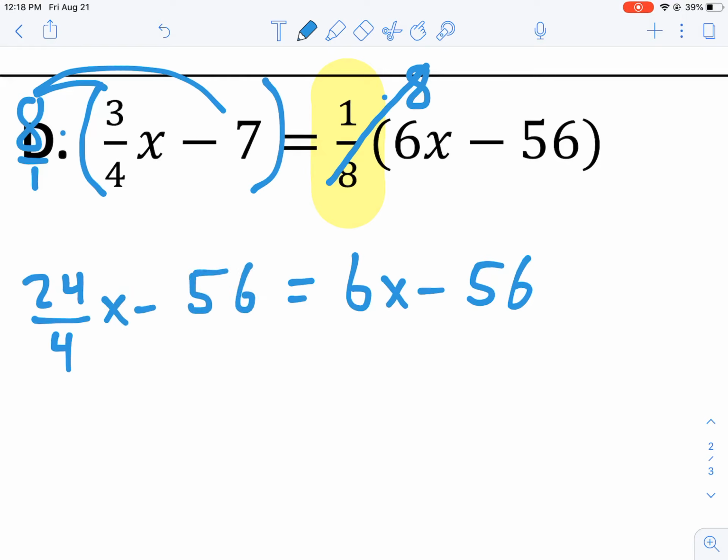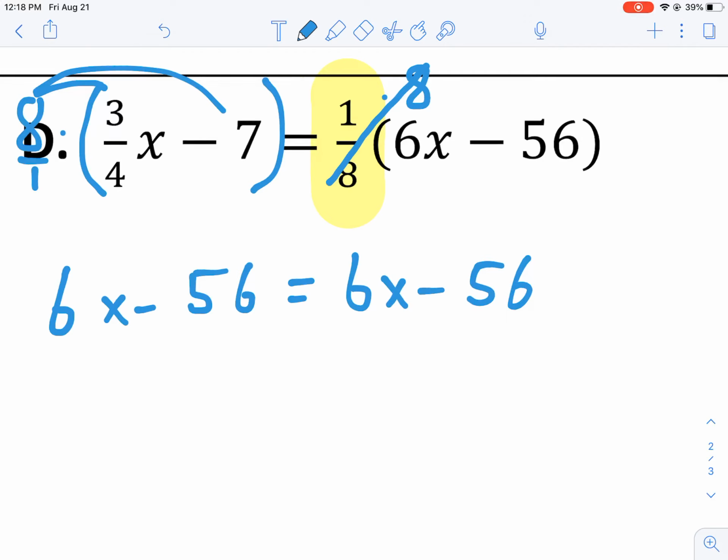Now, why did I want to multiply by 8 here? Well, look at this fraction, all right? 24 over 4. 24 is divisible by 4, right? So that's a whole number. So what we can do here, all right, 24 divided by 4, that's just 6, all right? So now we have all whole numbers.